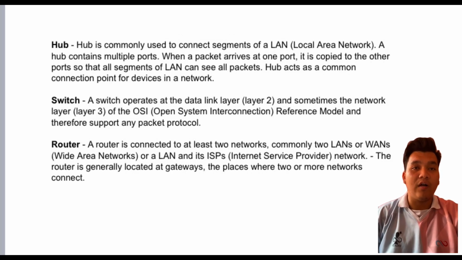Then the function of hub is commonly used to connect segment of a LAN, local area network. A hub contains multiple ports. When a packet arrives at one port, it is copied to another port so that all segments of LAN, local area network, can see all packets. Hub acts as a common connection point for device in a network.